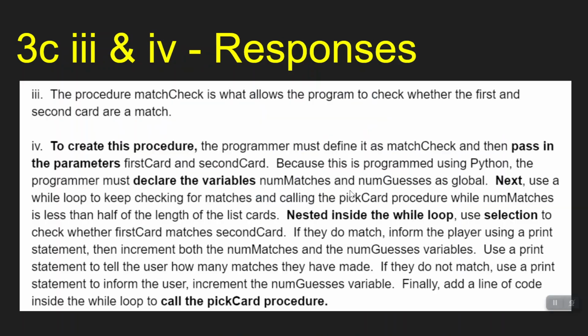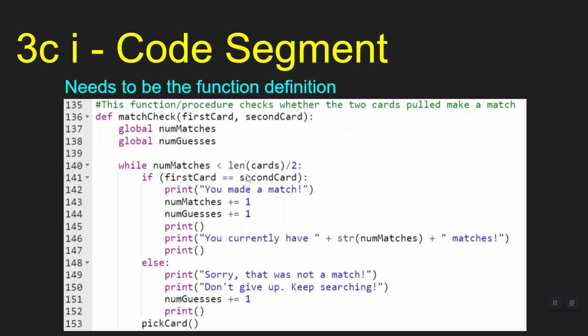So let's look at my paragraph here. Next, use a while loop to keep checking for matches and calling the pick card procedure while num matches is less than half the length of the list cards. So again, that's just more of a plain language version of what's happening in this loop.